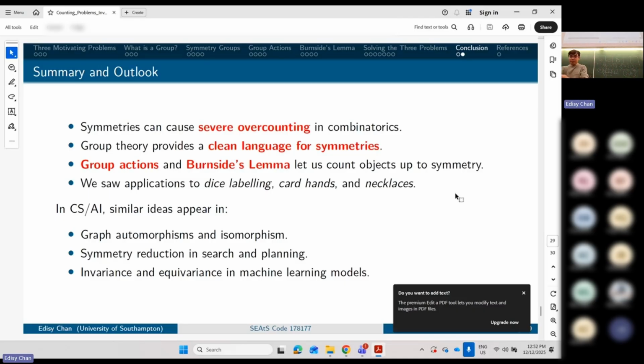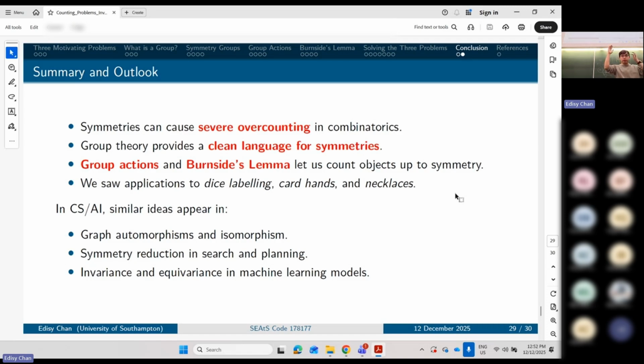Sorry about going a little bit over time. But you can see from this guest lecture that symmetries can cause severe overcounting if you don't consider them. When you take them into account, if you use the combinatorics way, it may be very difficult. But if you introduce group theory and use Burnside's formula, then everything is really easy.